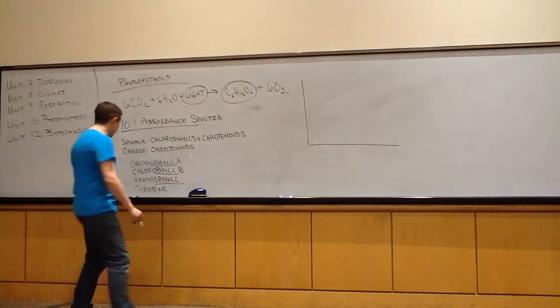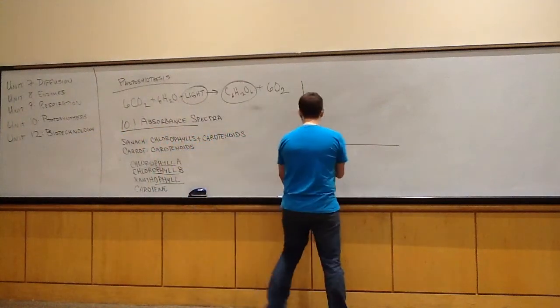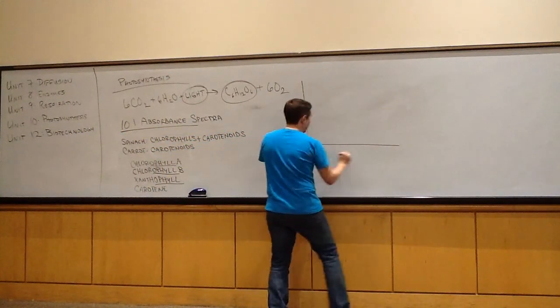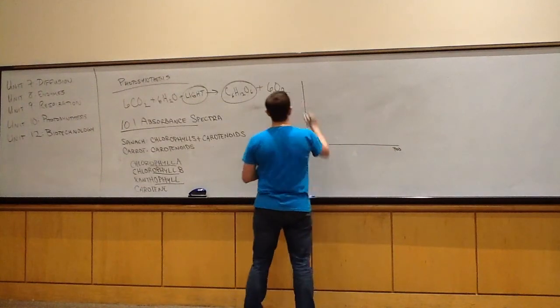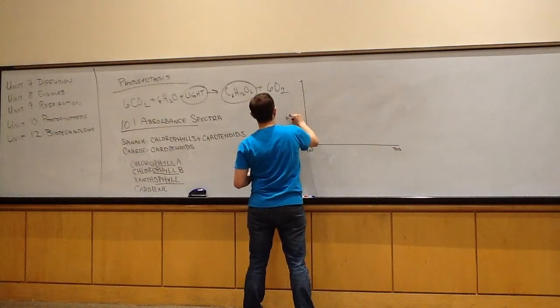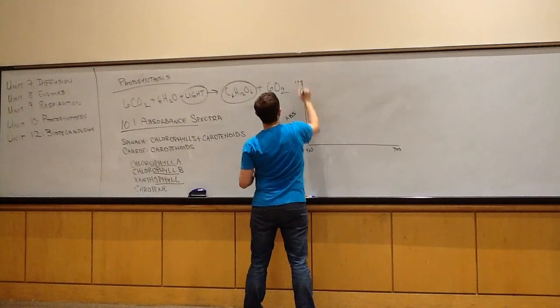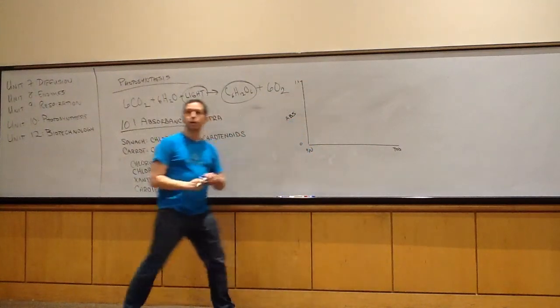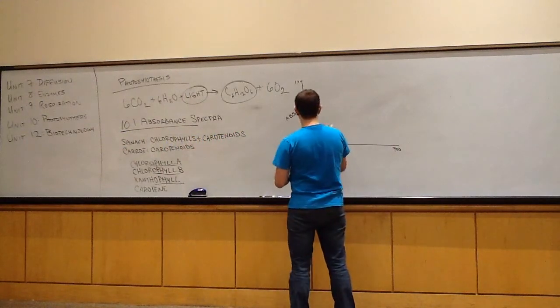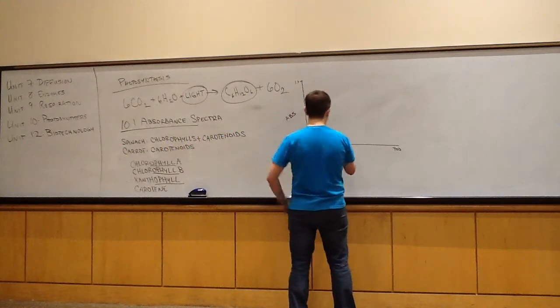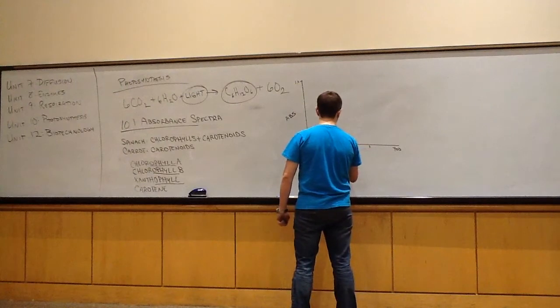So, if we look at these, on this axis, if we start at 400 here, and we go to 700 here, and this is our absorbance, so this is, let's just say 1, and this is 0. Here's what we expect to see. Go ahead and label 500 and 600 here as well.